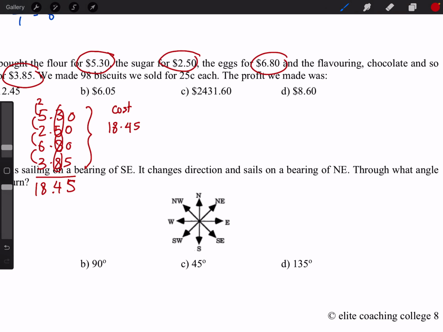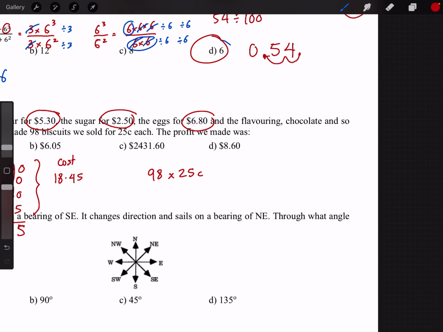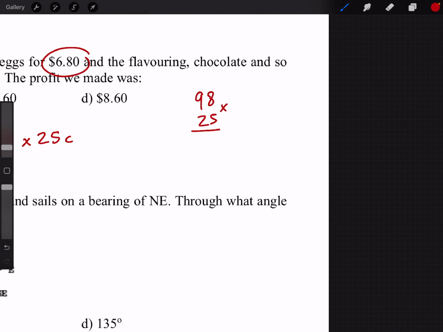We made 98 biscuits. We sold for 25 each. So 98 biscuits, each one was 25 cents. So 98 times 25 cents. So let's do that. 98, or we can do 25 times 98, doesn't matter which one is which. 5 times 8 is 40. 5 times 9 is 45. 45 plus 4 is 49. And then we got a magical 0.